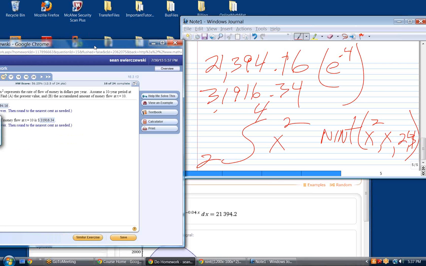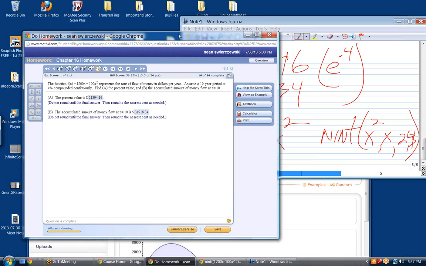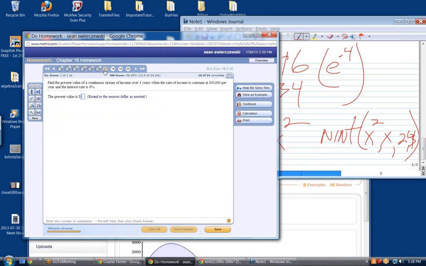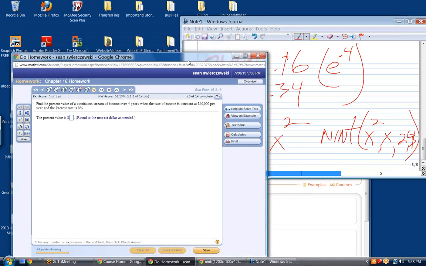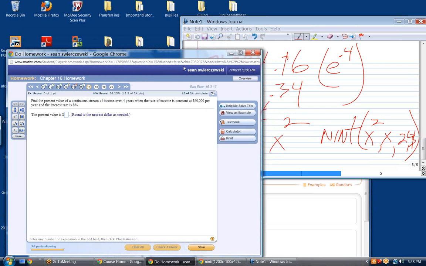Fantastic. Well, if nothing else, you learned how to do NINT on your calculator. Yeah, the other ones will be easier now that we know how to, because I'm pretty sure it's just Wolfram Alpha rounding error. I'm dying to know what's going on with Wolfram Alpha, why they didn't give us another digit there.